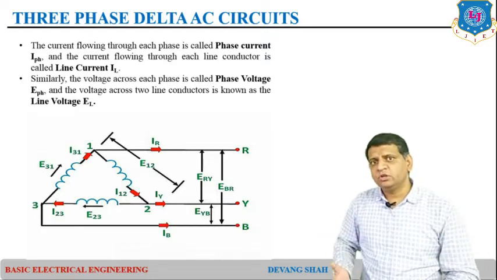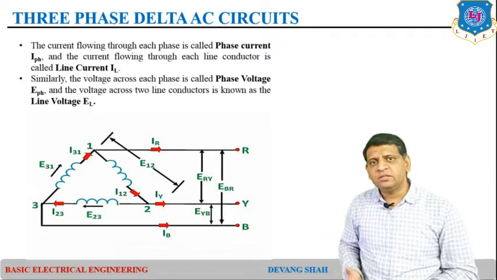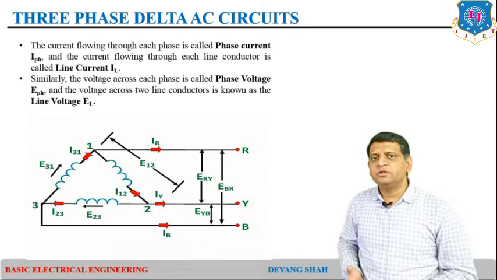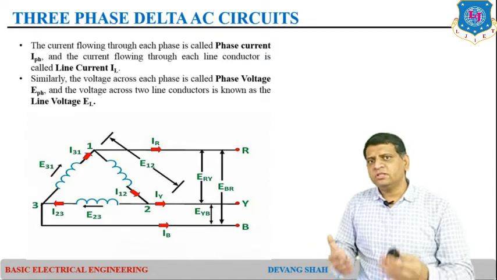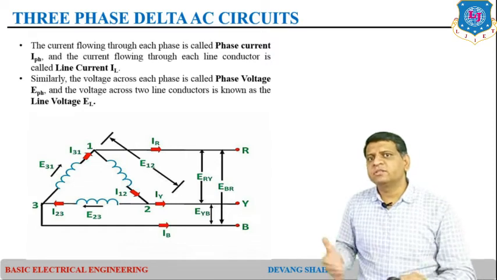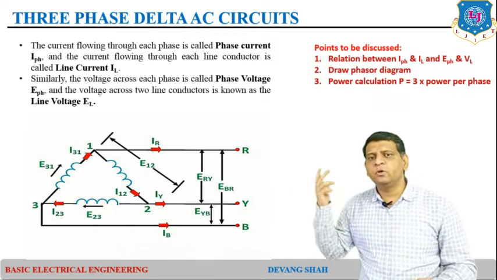In the same way, the voltage generated in each phase is defined as a phase voltage, and the voltage difference between two lines we define as a line voltage, right. Now our terminology is the same as what we discussed during the star connection, where these 3 points we have to discuss.